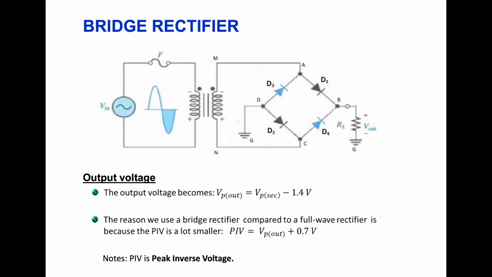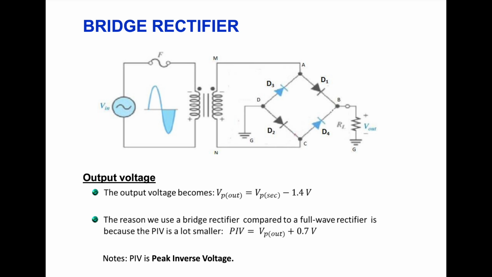And the reason we use a bridge rectifier compared to a full wave rectifier is because the PIV is a lot smaller. PIV is equal to Vp out plus 0.7 V. PIV stands for peak inverse voltage.